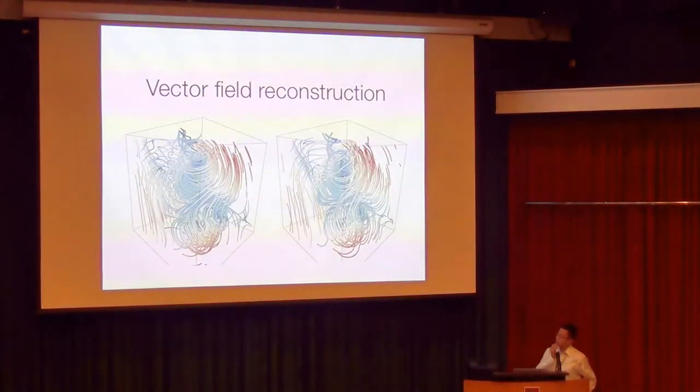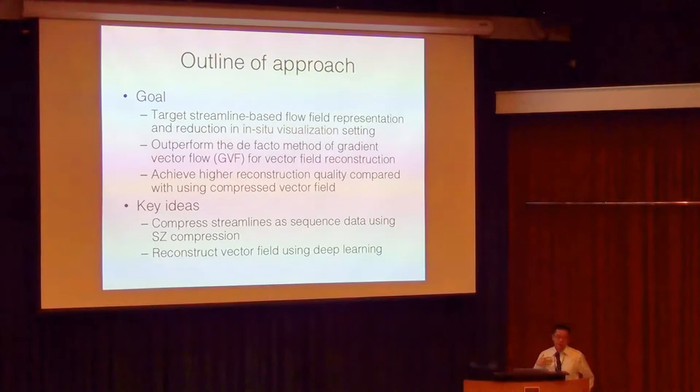The second part is what we call vector field reconstruction. We are thinking of in-situ visualization settings, where the simulation is running and scientists normally can only afford to output a small subset of the data set. For the flow field, they normally output maybe every hundredth time step. They are not able to afford to save all those time steps.